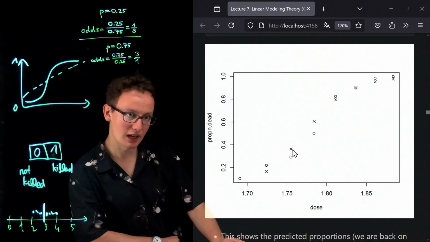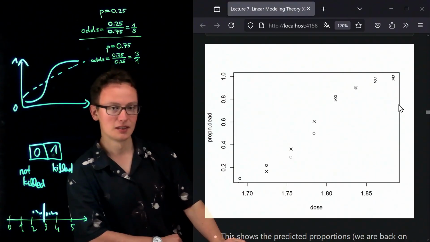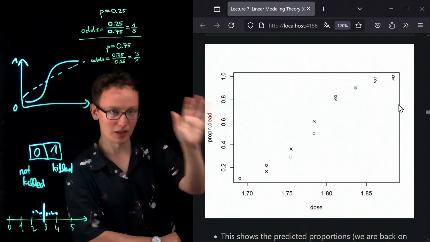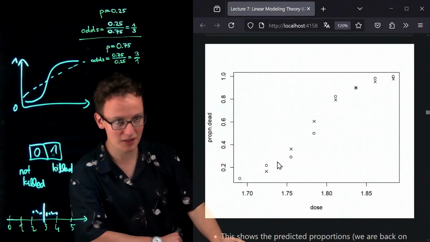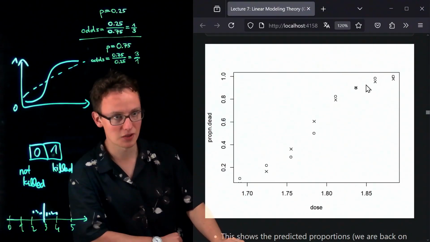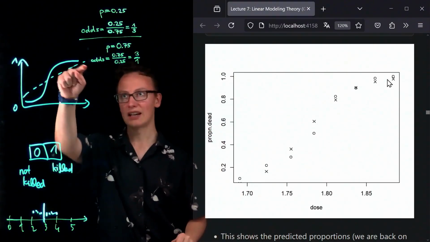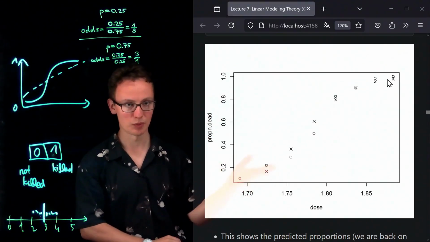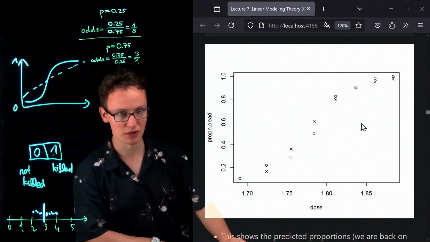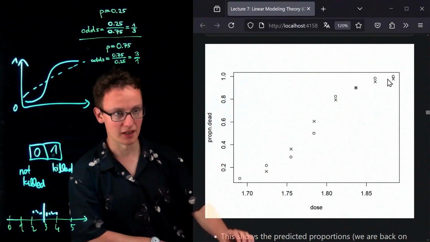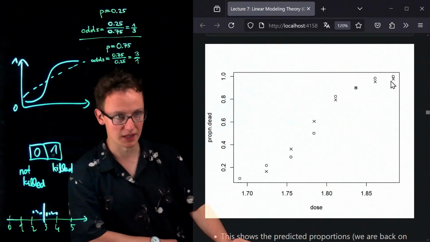And importantly, these are now the equivalent of the best fitting line from the linear regression, but for logistic regression. As you can see, these predicted values are not in a straight line. They are S-shaped, which respects what we expect to see with proportions and probabilities in a logistic regression scenario. So that's the result.